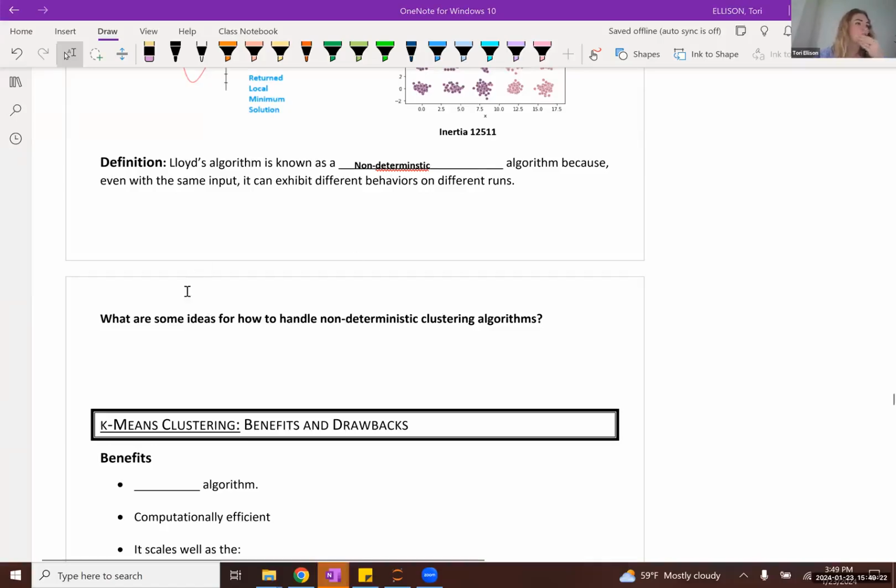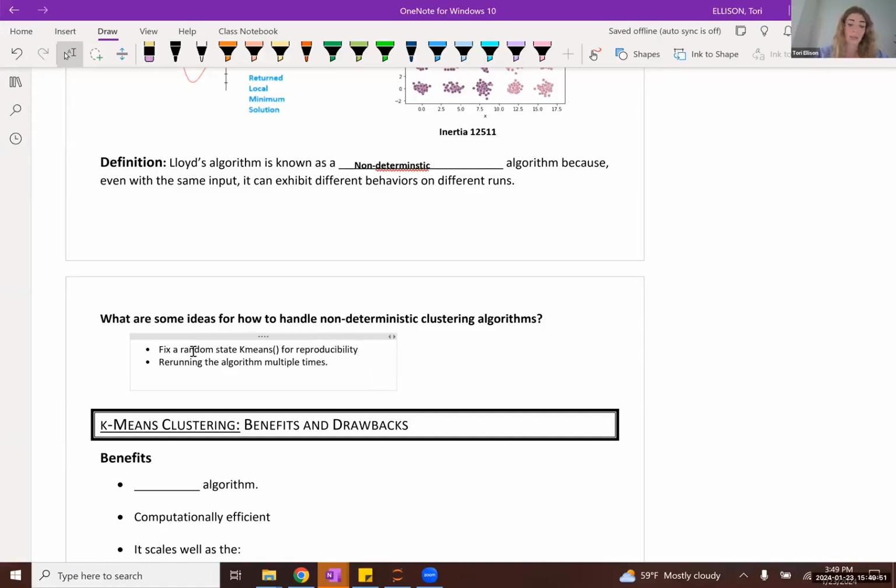Run it with different inputs. Yeah. So I would say, yeah, repeating, rerunning the algorithm multiple times might be a good idea. Another idea would be to fix a random state in the k-means function for reproducibility.